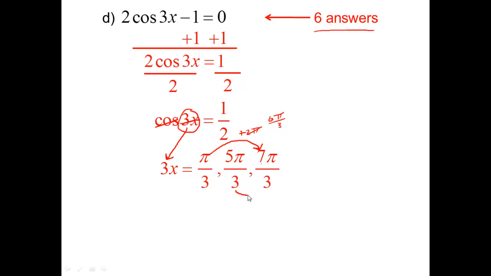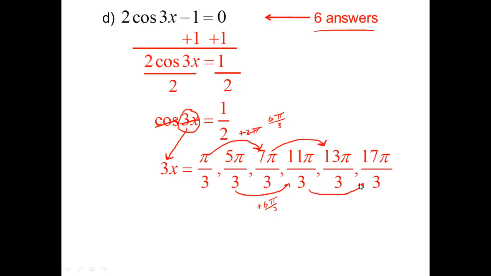Basically what I do is I just leapfrog, continuously adding 2 pi until I have the number of answers that I need. So from 5 pi over 3, add another 2 pi. That becomes 11 pi over 3. And then I could keep adding. This time I'll add to the 7 pi over 3. 7 pi over 3 plus 2 pi would give you 13 pi over 3. I now have 5 answers, which means I need one more. So I'll add to the 11 pi over 3, and I'll get 17 pi over 3.